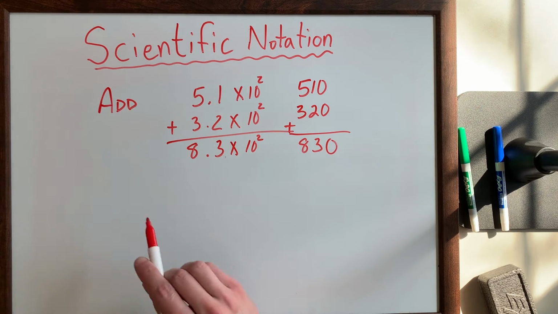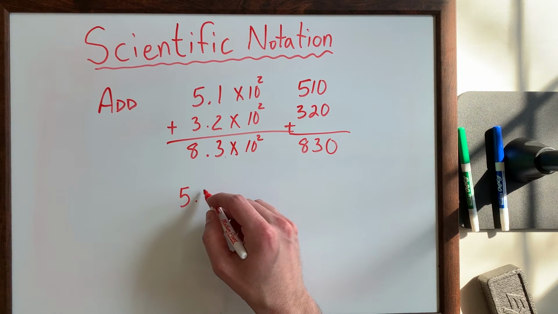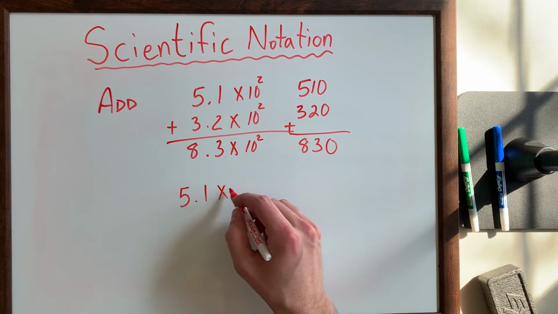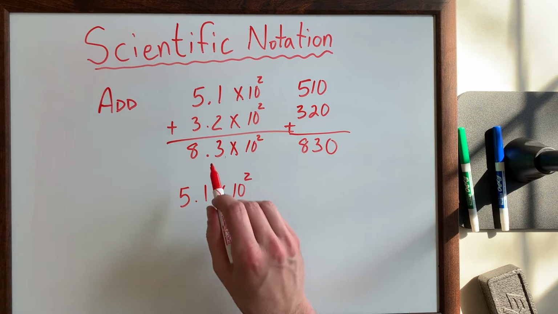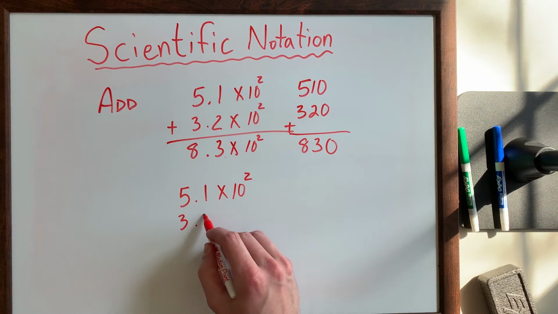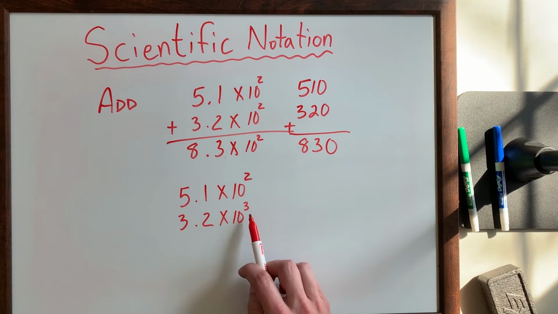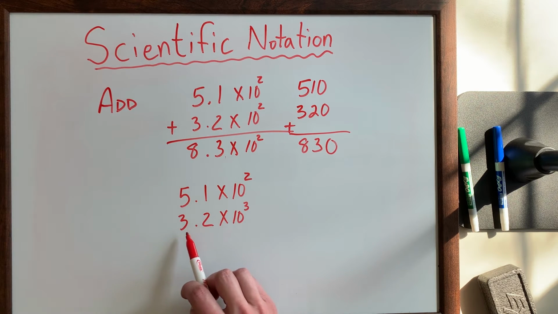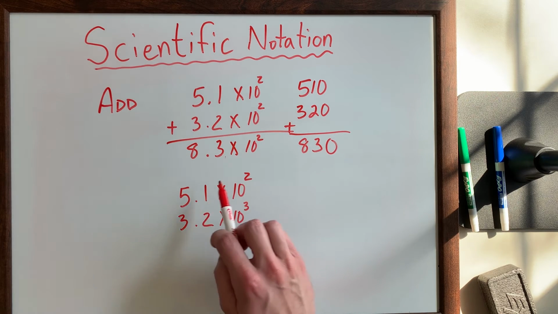Okay? Let's do one more example, but this time let's say 5.1 times 10 to the second, and this time I'm going to say 3.2 times 10 to the third, okay? What we have to recognize is that because we have 10 to the third, this number is actually much bigger. And so I cannot add these the way they are right now.